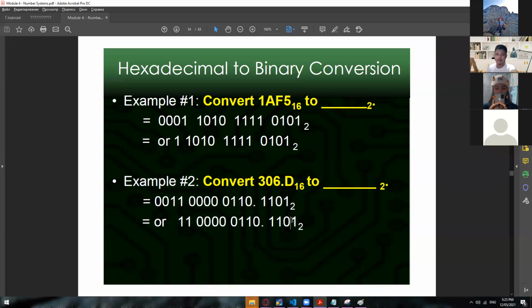So, clear so far? Yes, sir. Okay, very good. So I hope the others were also able to get the idea on how to convert hexadecimal to binary.